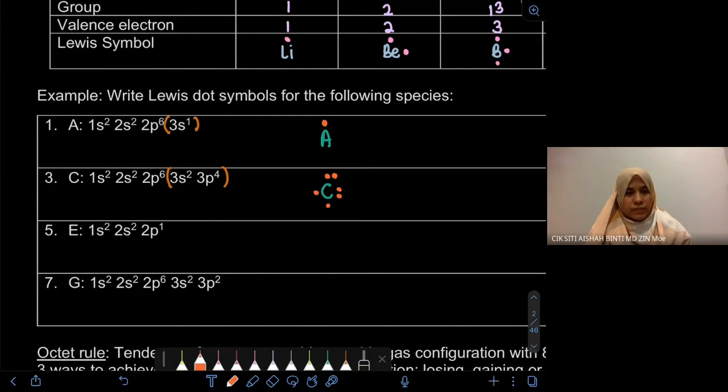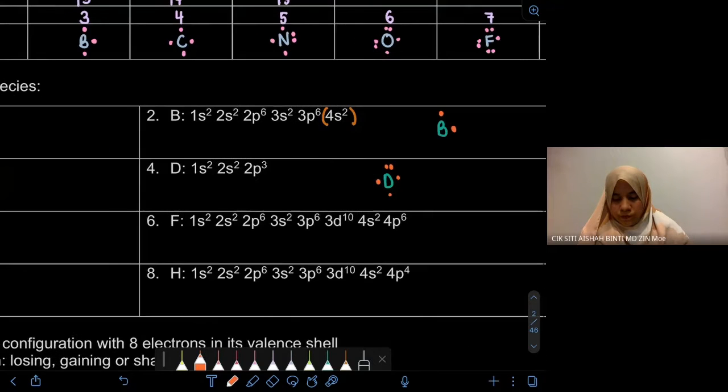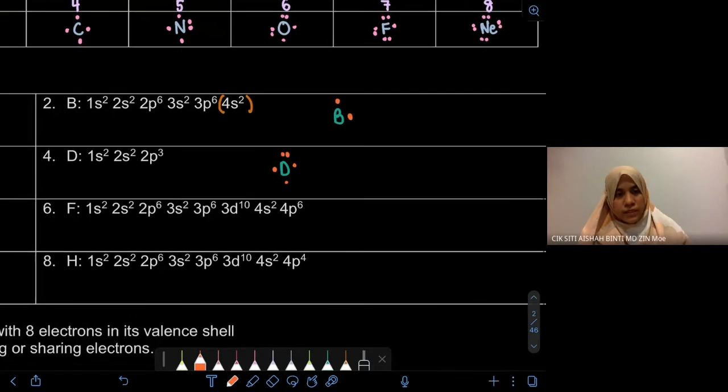Dekat sini number 5. Number 5 ni pun dia macam nak sama dengan yang tadi tu sebab dia adalah n equal to 2, the valence shell dia. Okay, tapi kita tengok dekat sini E kita. So as we can see here dia ada 3: 1, 2, 3. Okay. So example number 5. Example number 6.